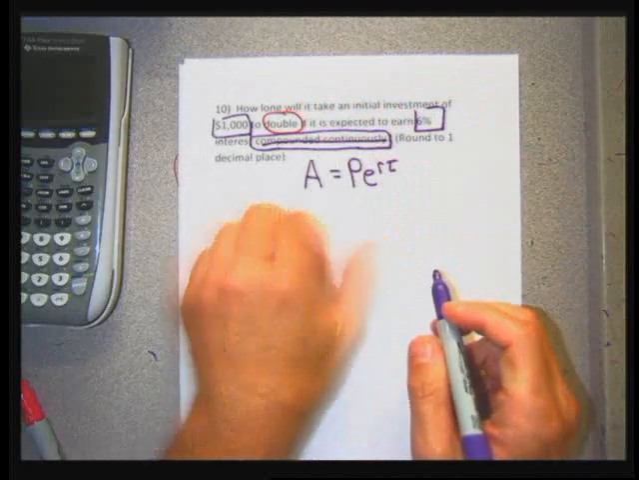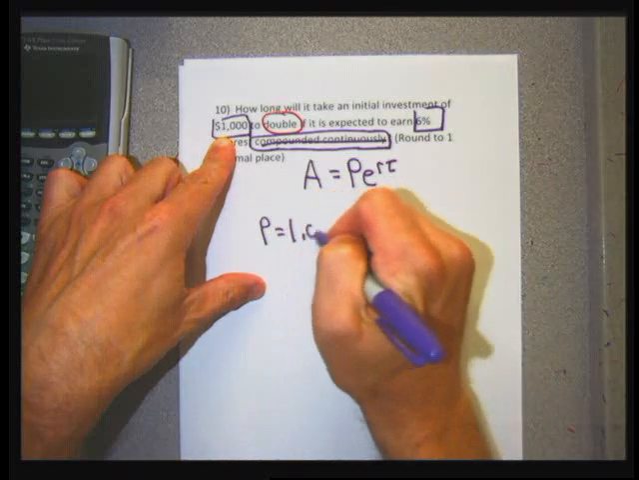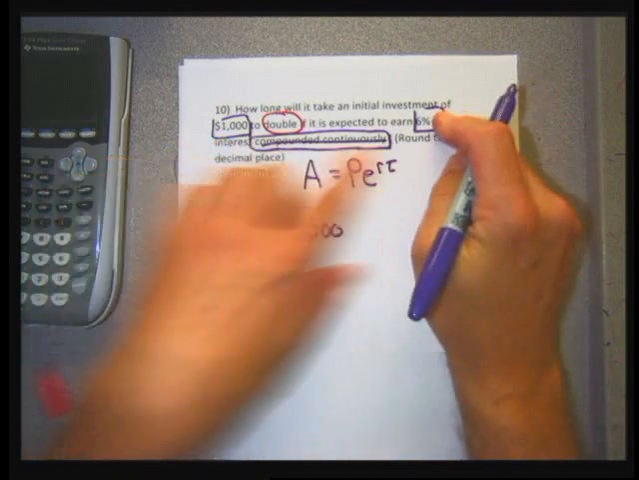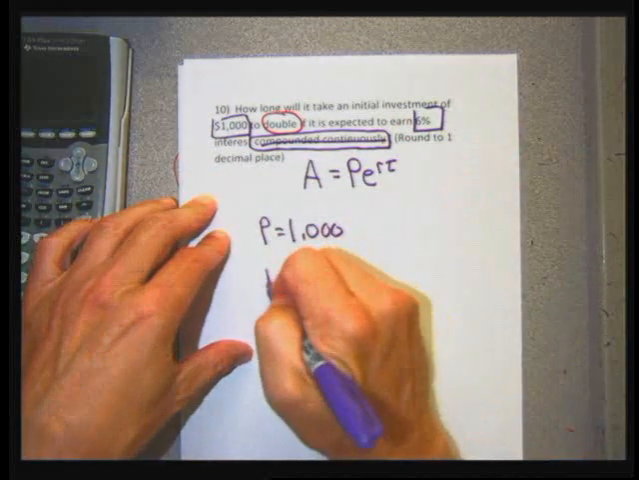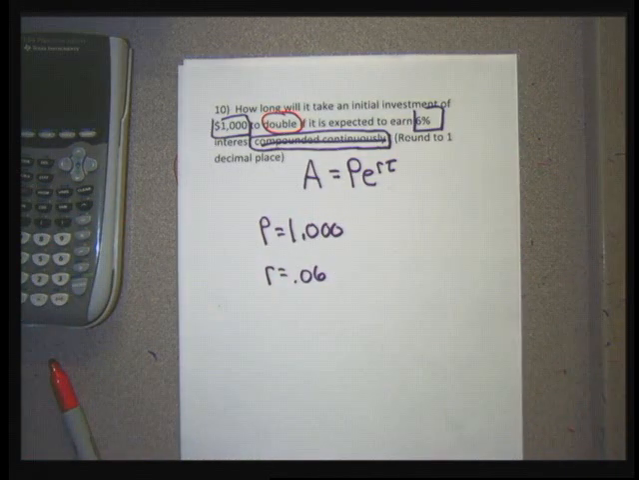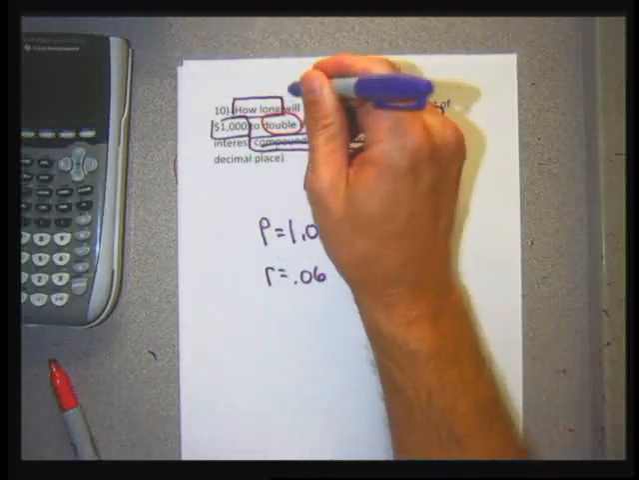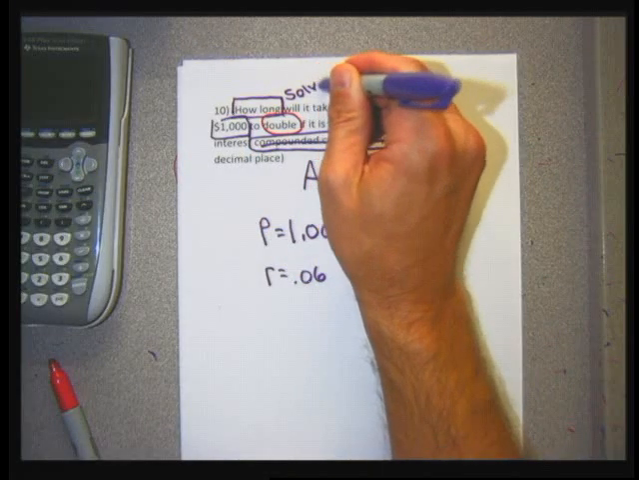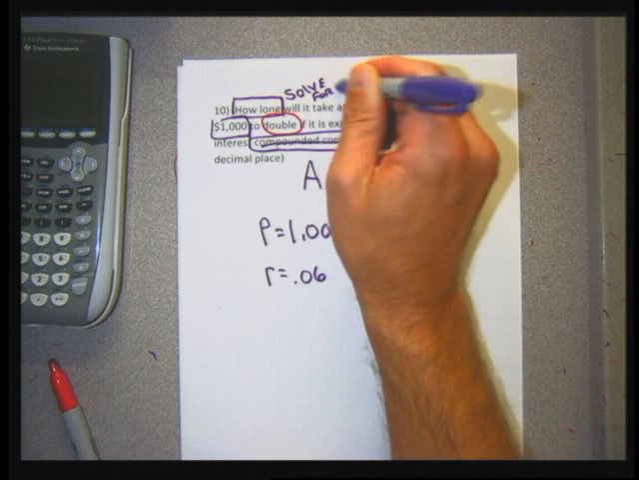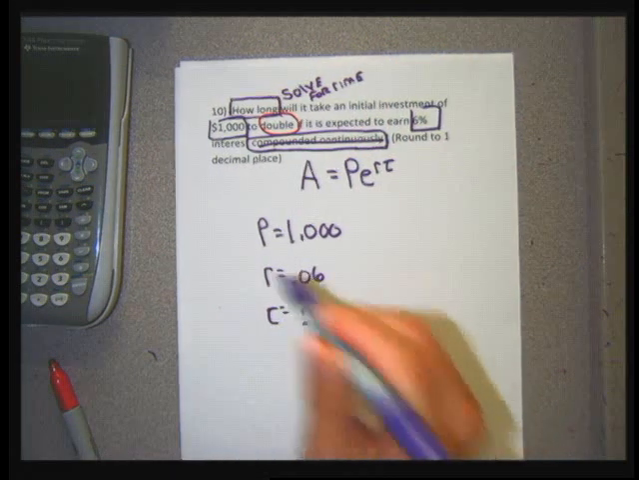The next thing I see is the initial investment is $1,000. So I know that P is $1,000. I also know that the interest rate is 6%, so that the R is 0.06. I don't see, like I saw in the first few problems, a number of years that was given. And that's because I'm solving for the number of years. The first two words of the question say how long, and how long means I'm solving for time. And the T is going to be the letter that I don't have a value for.